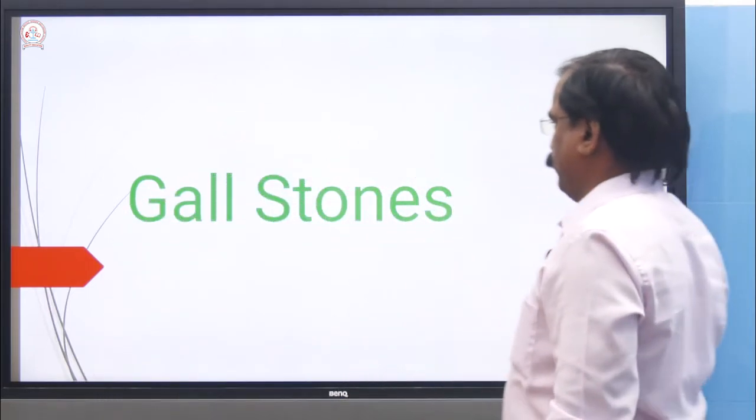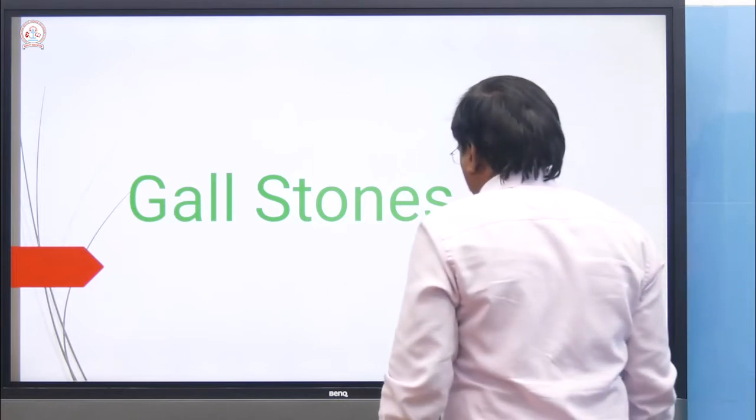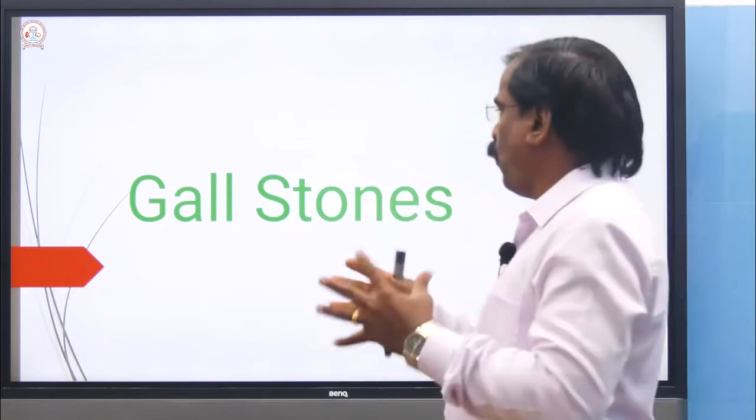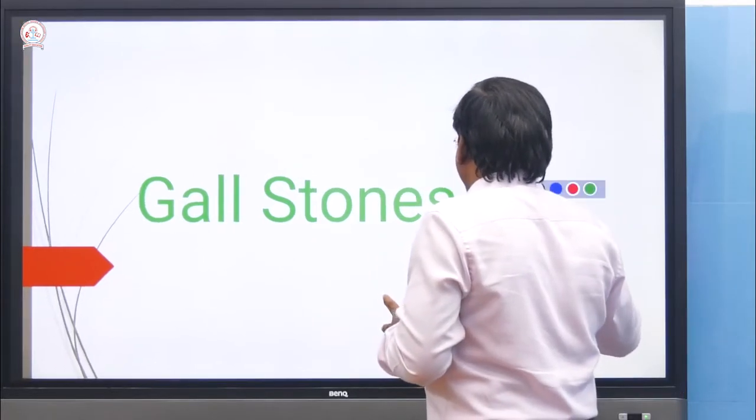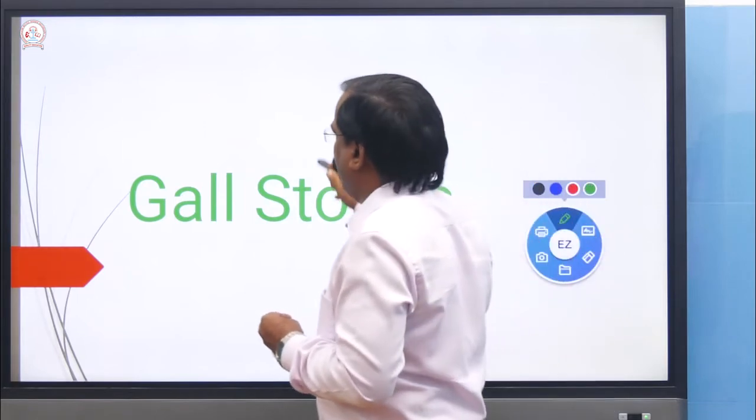So the next disorder, a common disorder, is the problem of gallstones. The gallstones are stones formed in the gallbladder. The stone formed in the gallbladder is called a gallstone.